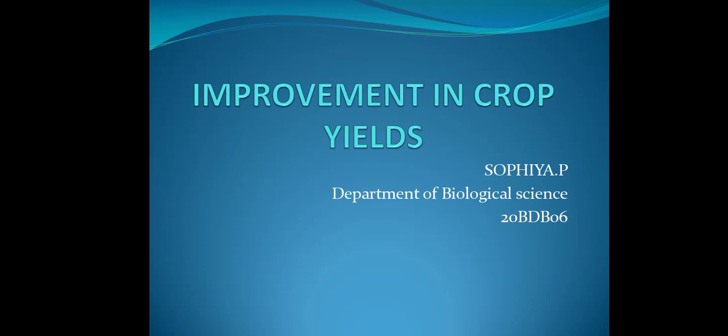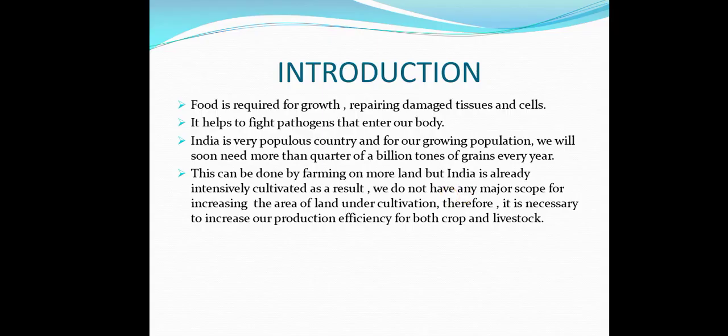Improvement in crop yield. Introduction: food is required for growth and for repairing damaged tissues and cells. It helps to fight pathogens that enter our body.